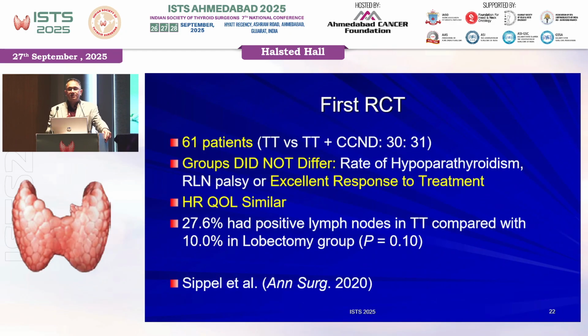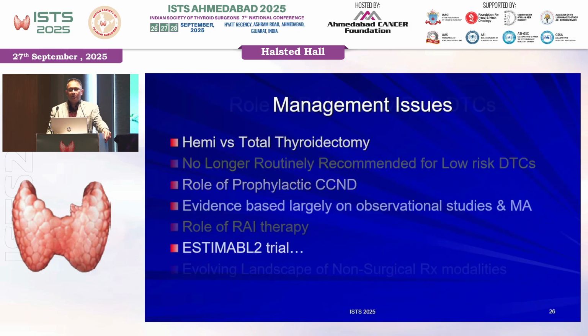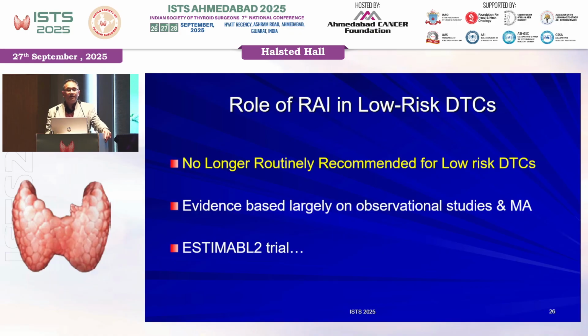So in terms of surgical completeness and in terms of response to treatments, both were similar, health-related quality of life also was similar between the two groups. So again, I'm sure Professor Dave will allude to it more. Although the data is limited, the guidelines actually suggest against the use of prophylactic central compartment neck dissections in the low-risk PTCs. The third role is of radioiodine therapy.